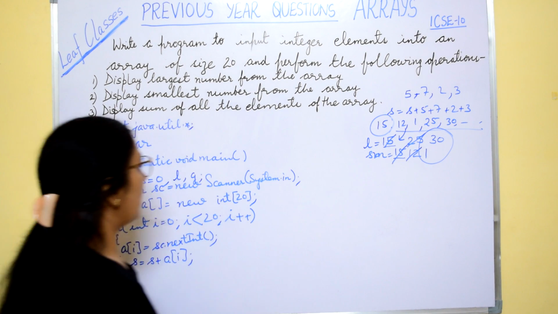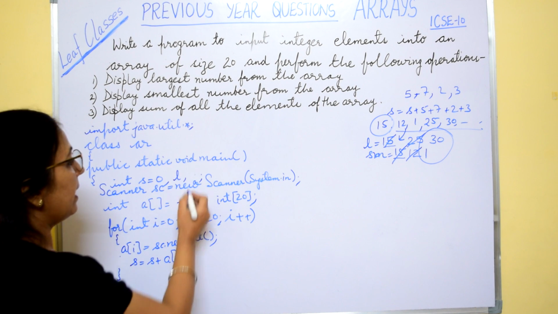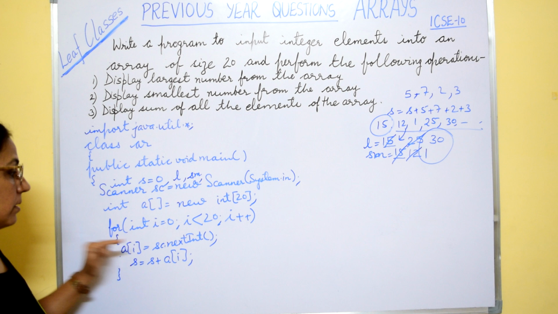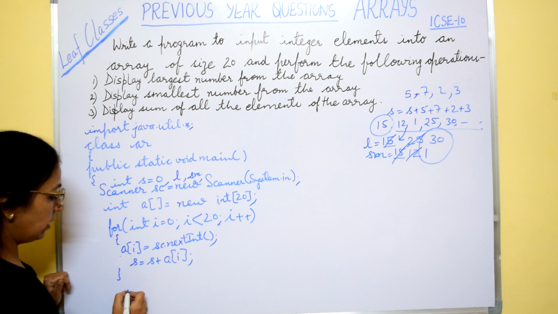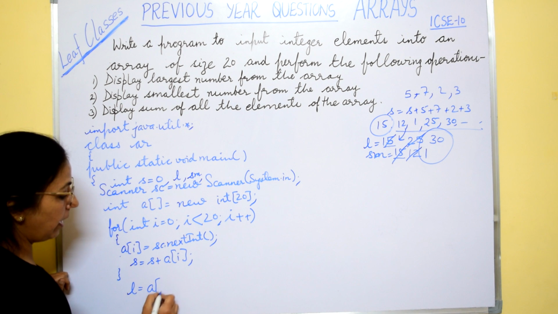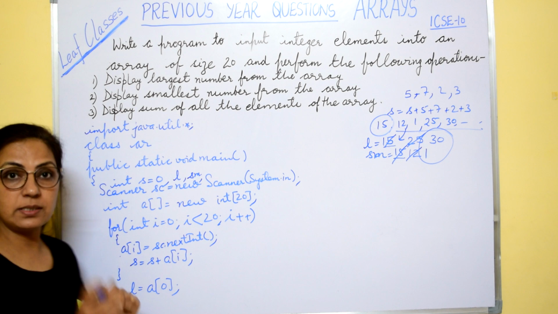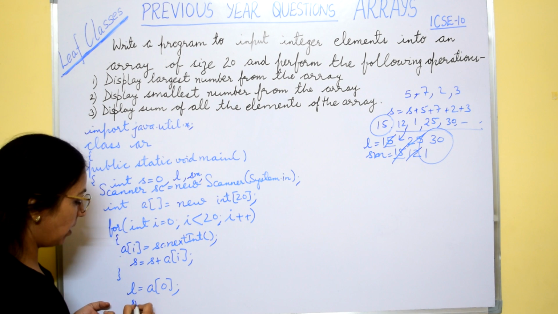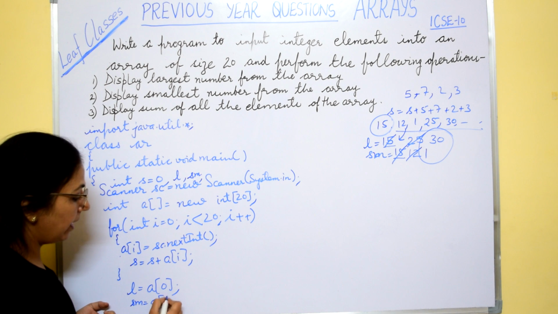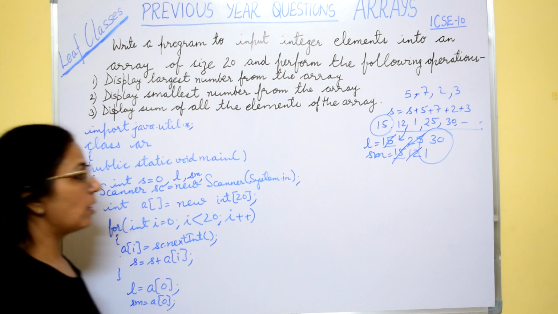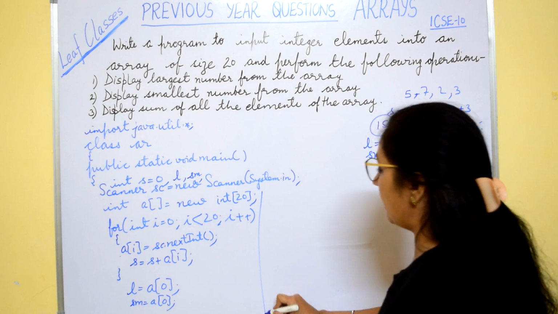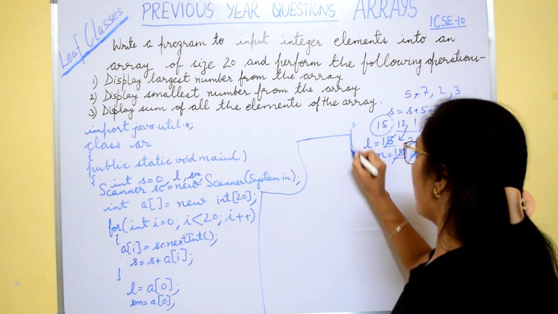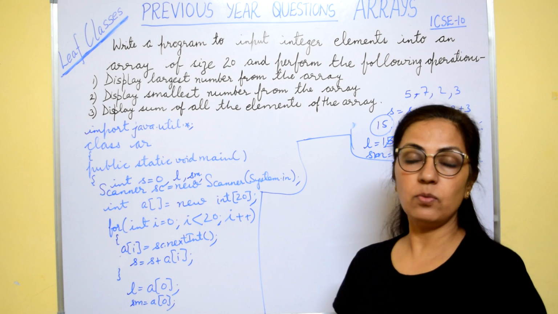So I can take the variable names L and SM here, because S I have already taken for the sum. Now what we can do, L equals a[0]. The first element is stored at the 0th subscript, and the smallest also you will say a[0], right? Now after this, once you have done this, you will compare it, and how that comparison will take place.